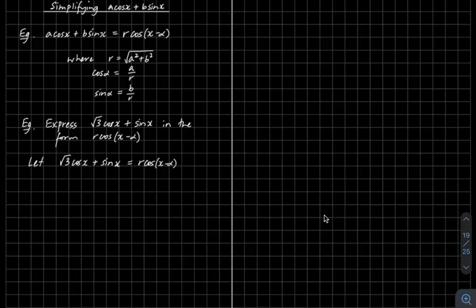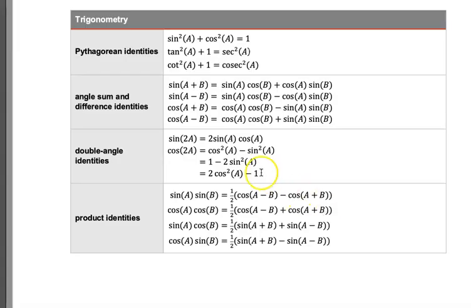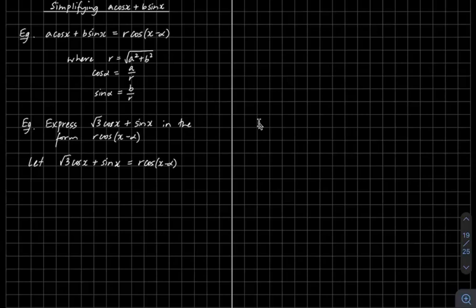And now what we're going to do is use something that we do have on our formula sheet. That's our angle sum and difference identities. So we've got an expression here for cos of a minus b, this one here. And if we use that for our cos of x minus alpha, we can express it as cos x times cos alpha plus sine x times sine alpha. So this side here we can express as r times cos x cos alpha plus sine x sine alpha. So there it is.